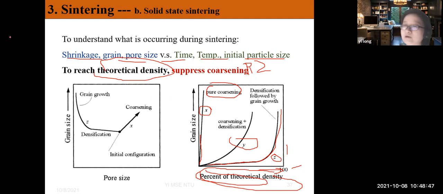Okay, so continue. And also there's another way. For example, if it's coarsening, which is root 2, both the pore size and the grain size are going to increase at the same time. But if it's densification, your grain size does not really change at the very beginning. You only have your grain size become bigger at a later stage, which means make the grain become bigger later.